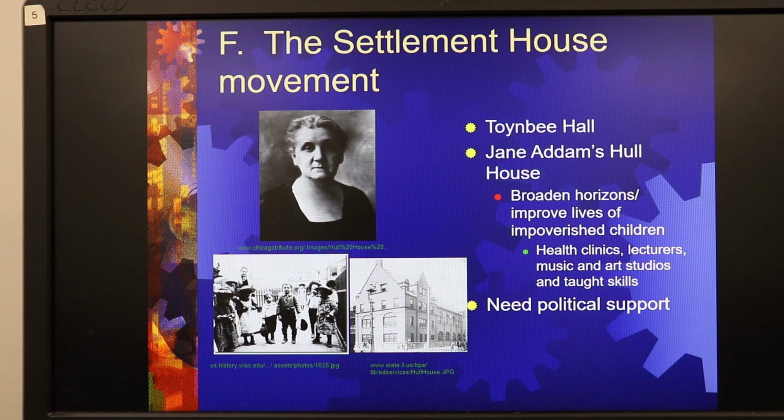They would put children into clubs and kindergartens, nursery schools were provided, and they promoted health clinics, lectures, music and art studios. They might teach skills like sewing and bookbinding. But Jane Addams began to feel that her settlement house in the spreading slums was as effective as trying to bail out the oceans with a teaspoon. She needed political support.